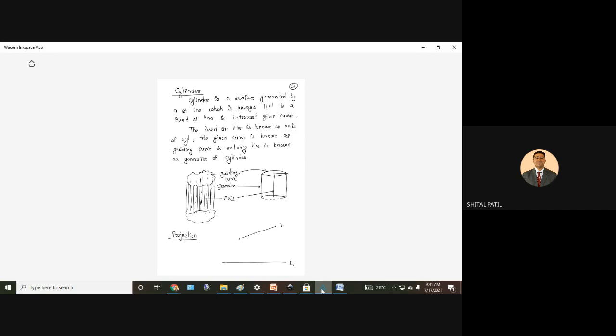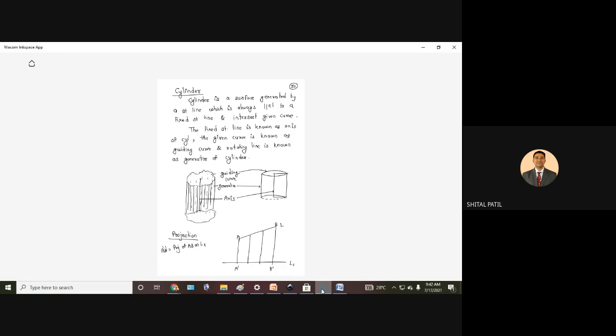So from here, draw the perpendicular. From here, draw the perpendicular. From every point, from here, draw the perpendicular. From here, draw the perpendicular. And then, if this is the line segment AB, A dash B dash is the projection. What is A dash B dash? Projection of AB on line L1. Hope everyone is getting this.